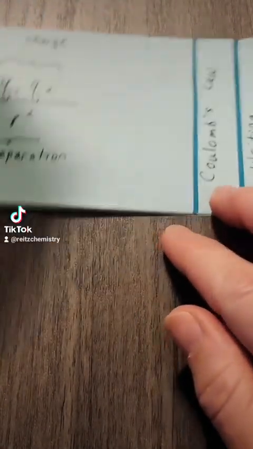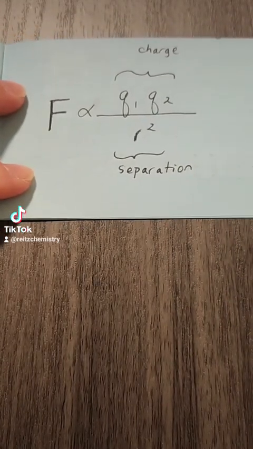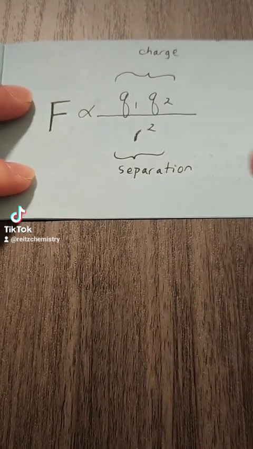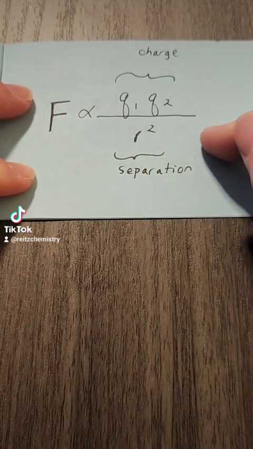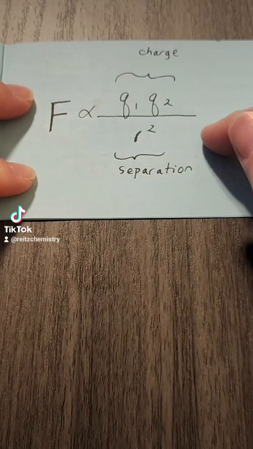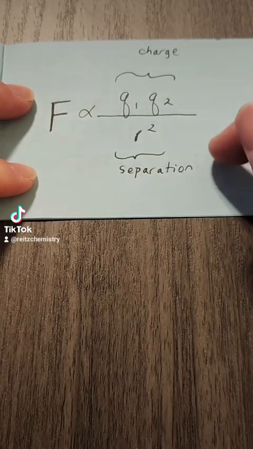Now let's talk about Coulomb's Law. So this is the form of Coulomb's Law that you're going to see on the AP chemistry exam equation sheet. So I want to point out something to you. First of all, you will not have to do any calculations with Coulomb's Law on the AP exam. It is just there for you to use for qualitative reasoning, okay? You do not have to quantitatively apply it.